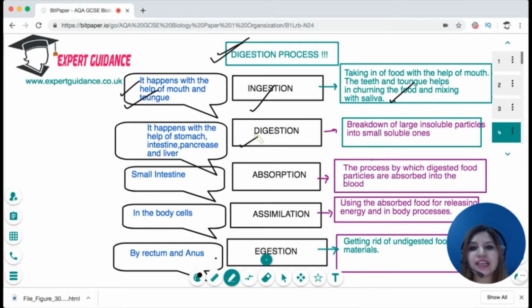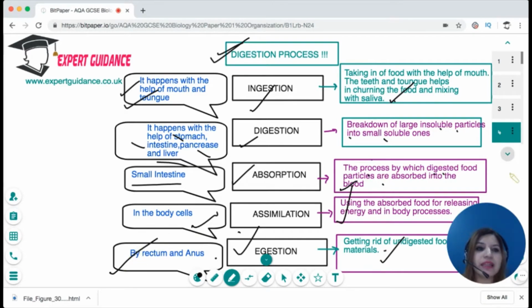Then is digestion. It starts in the mouth, and the stomach, intestine, pancreas, and liver are involved in it, which is the breakdown of large insoluble particles into smaller ones. Then in the small intestine comes absorption, the process by which digested food is absorbed into the blood. Then assimilation happens in the body cells, where this absorbed food is used for the body processes. And there's egestion, which is the getting rid of undigested food material, which happens through the rectum and anus.